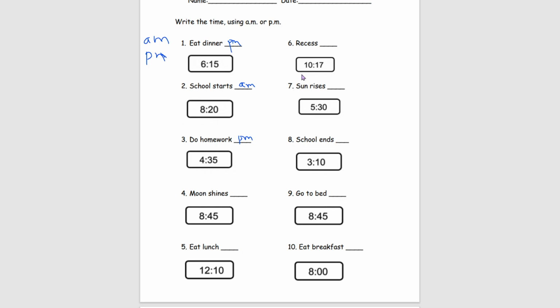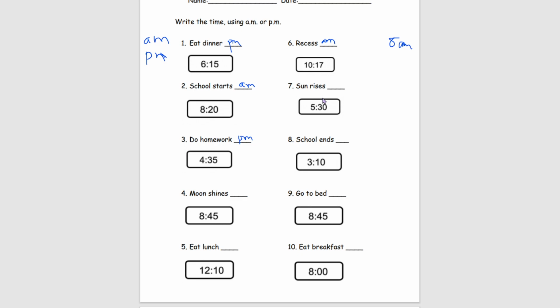Number 6, we have 10:17 for recess. And we all know that normally school starts at around 8 a.m. for most students. So we can infer that 10:17 is also AM because if it was 10 p.m., then school would have gone for more than 12 hours. So that wouldn't be a reasonable guess. So we can infer that number 6 is AM.